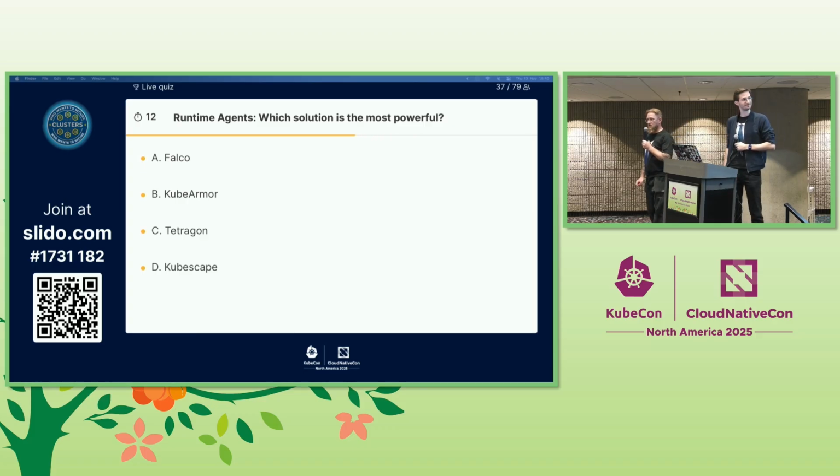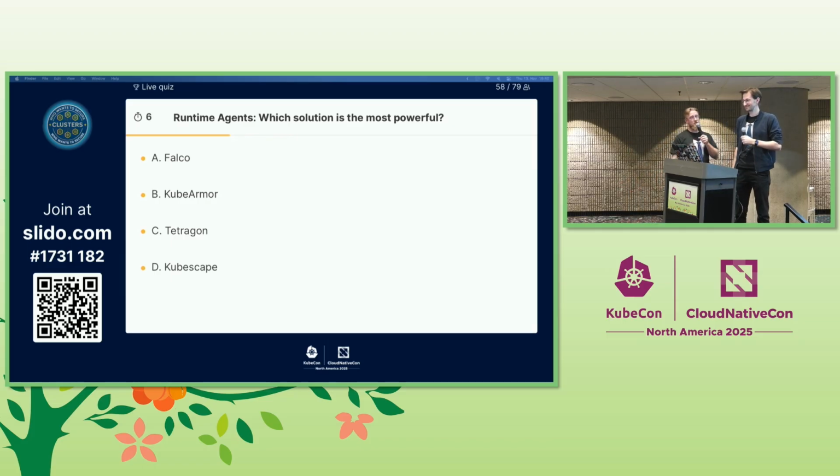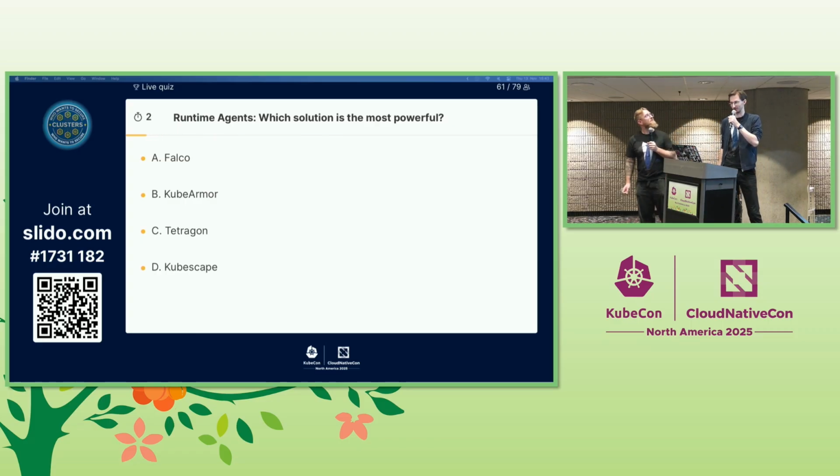So if you've been using one of them, maybe it's the great choice. So think twice. Is it blocking? Does it have predefined rules? Does it rely on eBPF? Well, we'll see. What will it be?